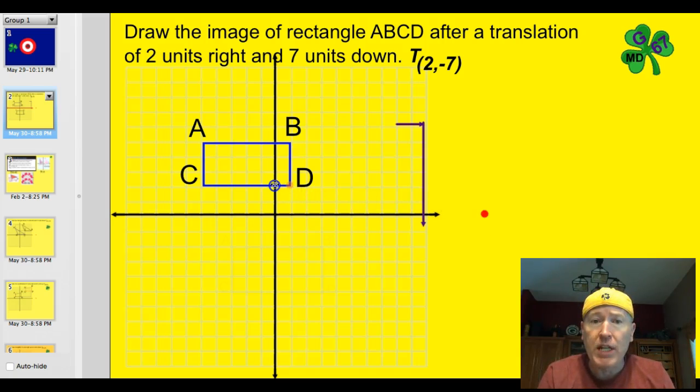Let's take point D and move it 2 units right, 1, 2, and 7 down: 1, 2, 3, 4, 5, 6, and 7. That'll be my new point for point D. Now I could do that with point B too. Grab a new point here, move it over 2, down 7. And I could do the same with points C and A too, but I made this neat little jig here that I can use.